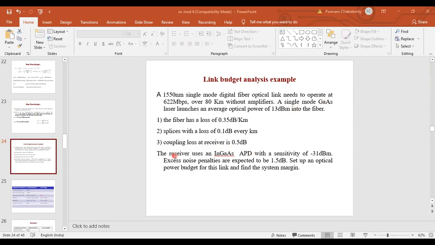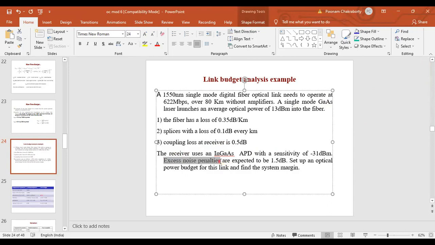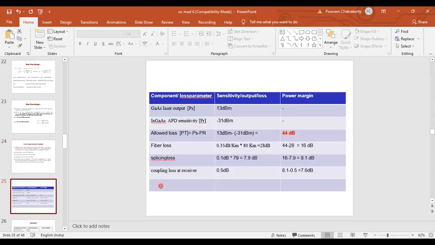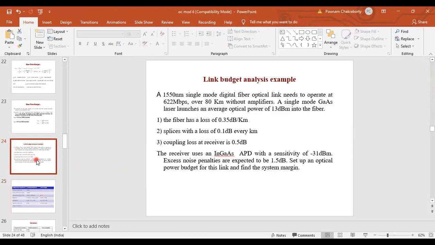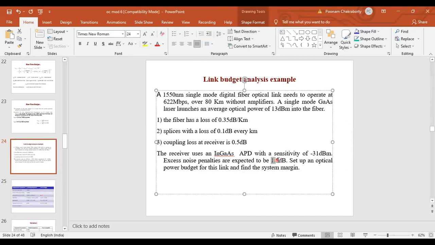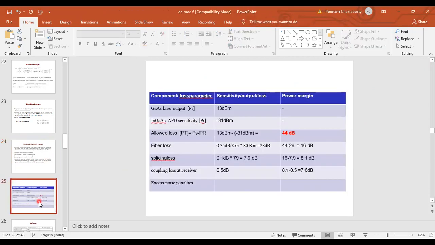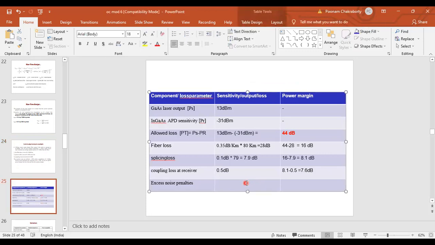Noise. Noise, yes. So excess noise penalties, these are left. This is the only one which is left. So excess noise penalty, control V. So how much it is? 1.5 dB. So 1.5 dB is the loss due to noise component. So I include this, and again I subtract.